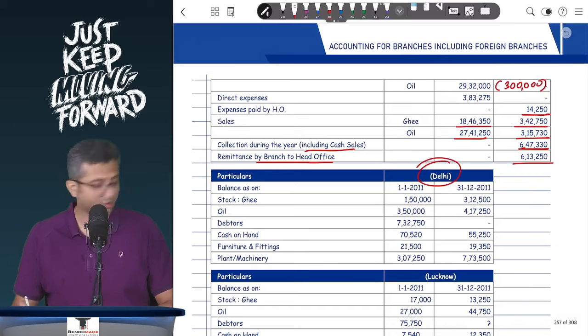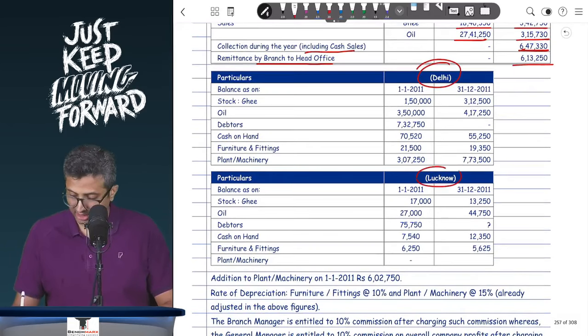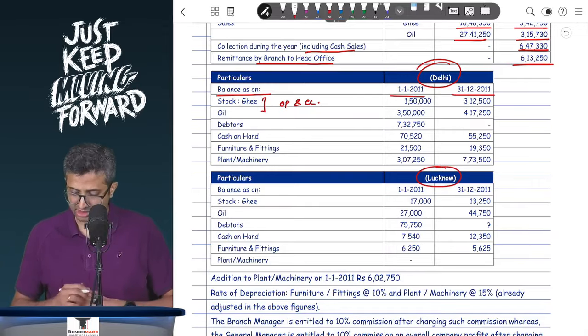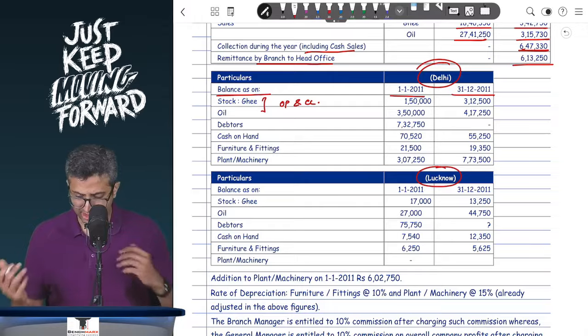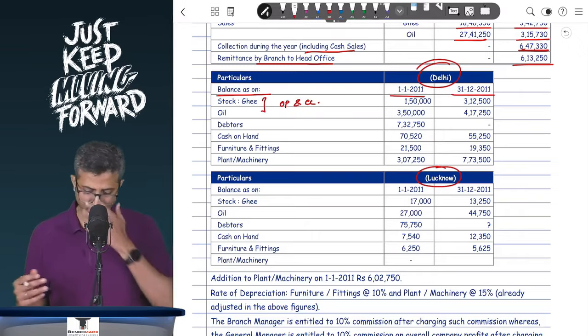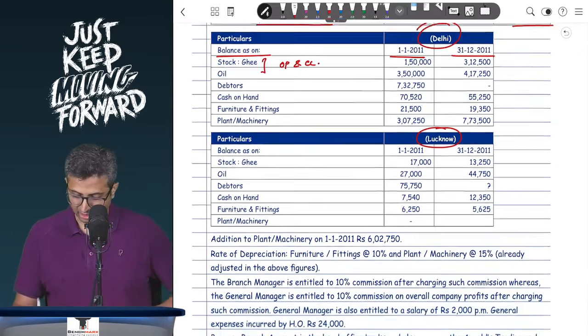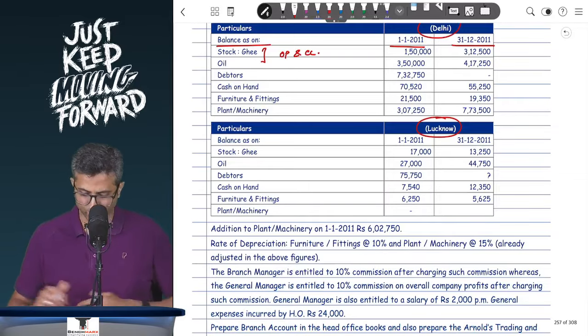This is entirely for the Delhi operation. Then you have the balance entirely for the Lucknow operation. So I think almost replica data. This is balance of oil and ghee. This is opening and closing. So this is 1st January 11, 31st December 11. Then again debtors, cash, furniture, plant, everything. Next we have the Lucknow branch. All of this data being given to you.